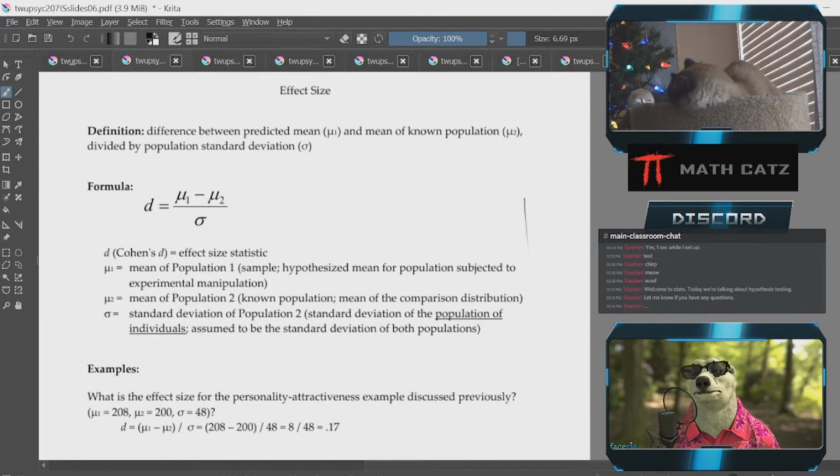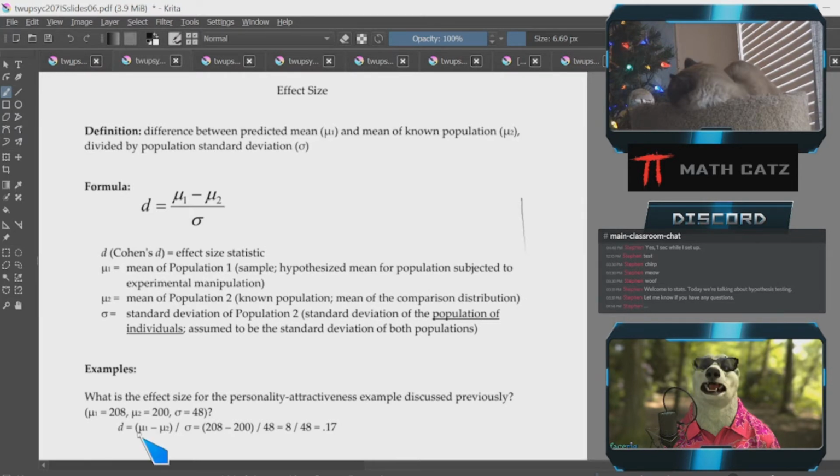What is the effect size for this example? Well, our reference population mean is 200. We got a sample, let's say, of 208, standard deviation of 48. Then we calculate the Cohen's D, the effect size, and we get 0.17.